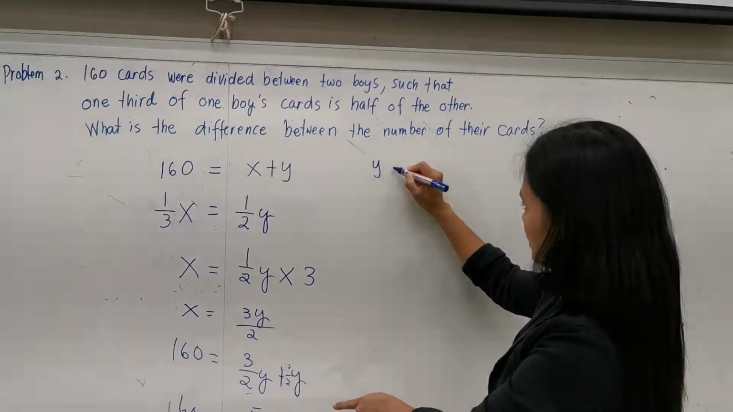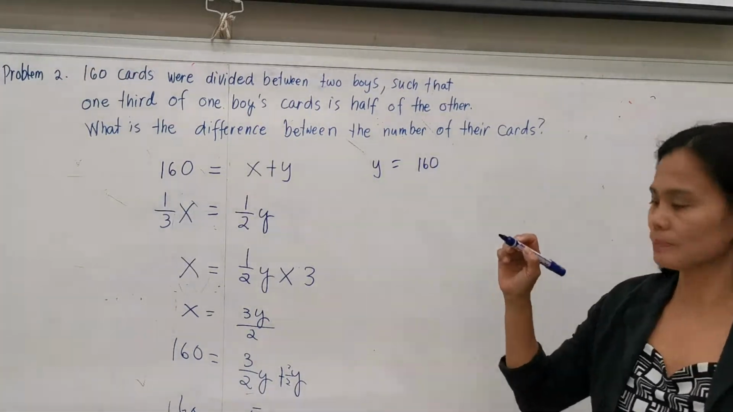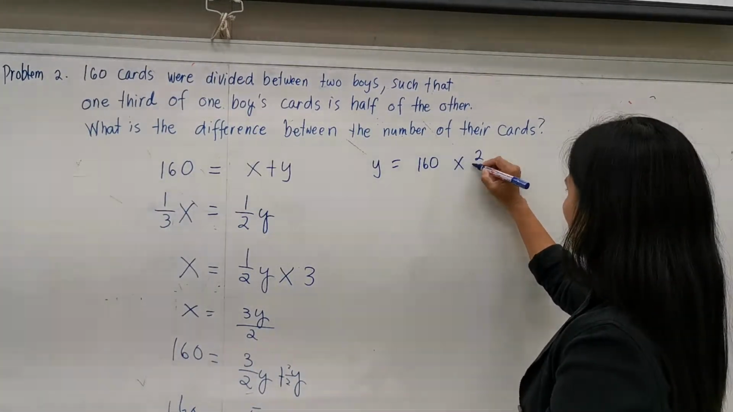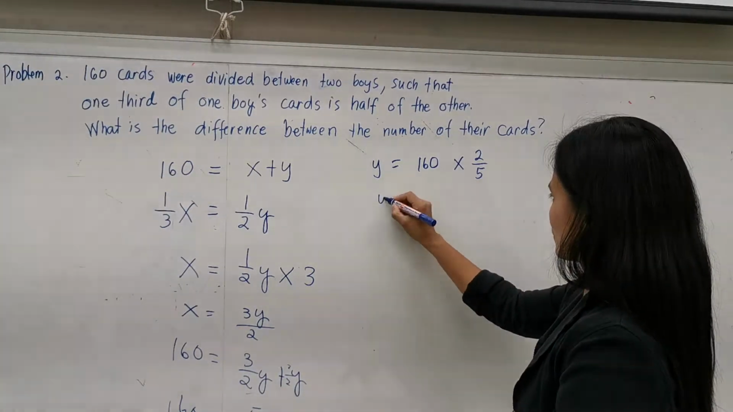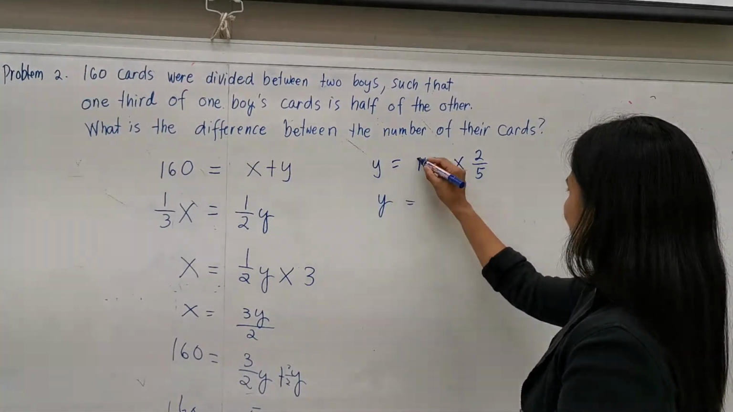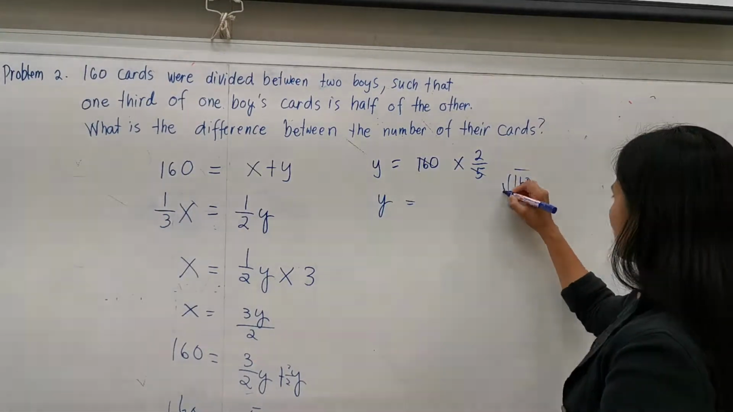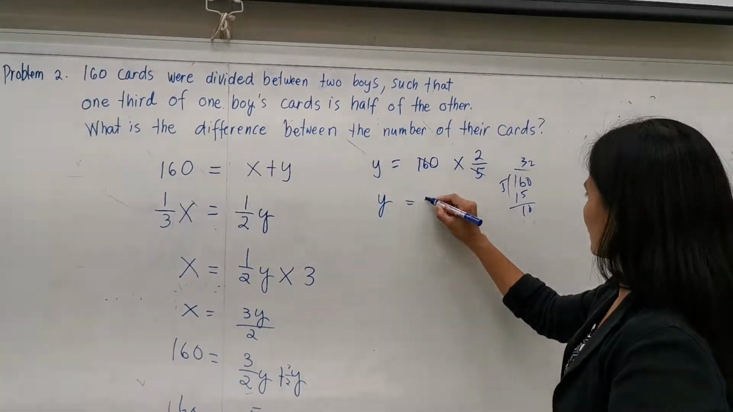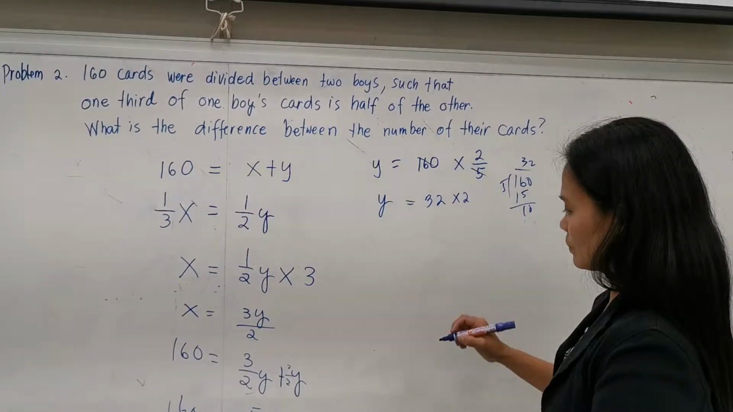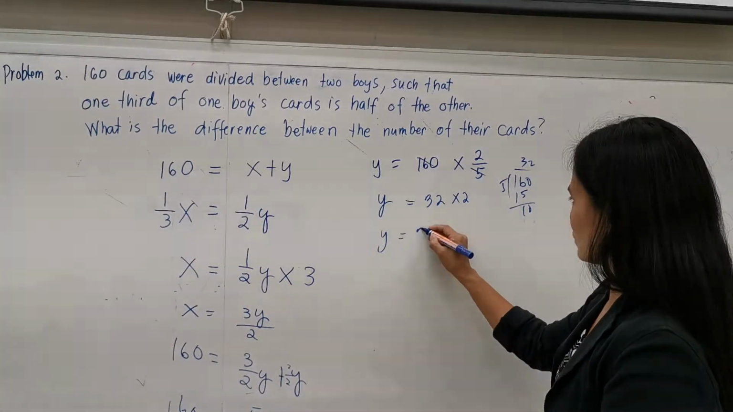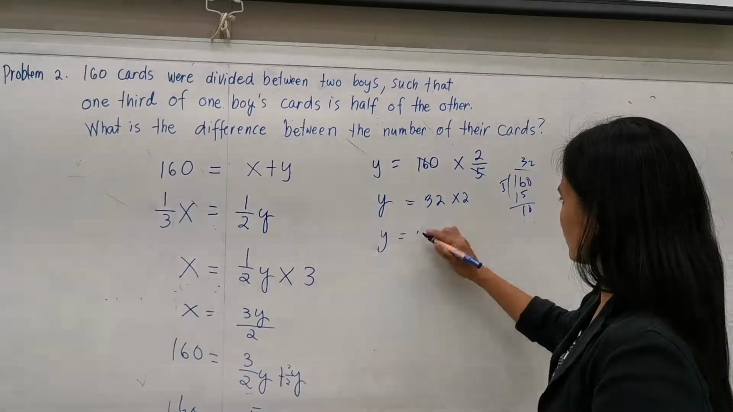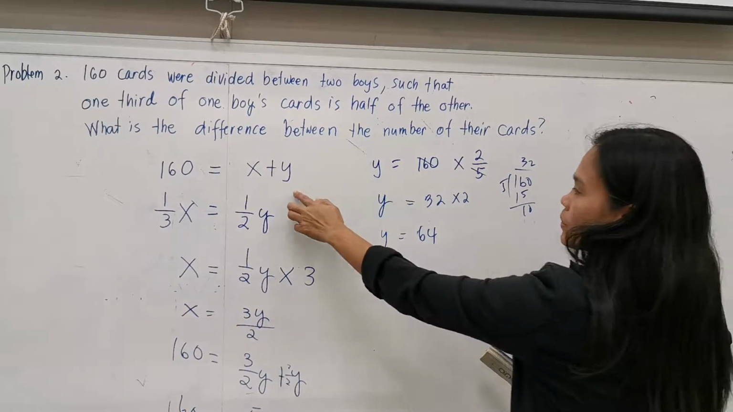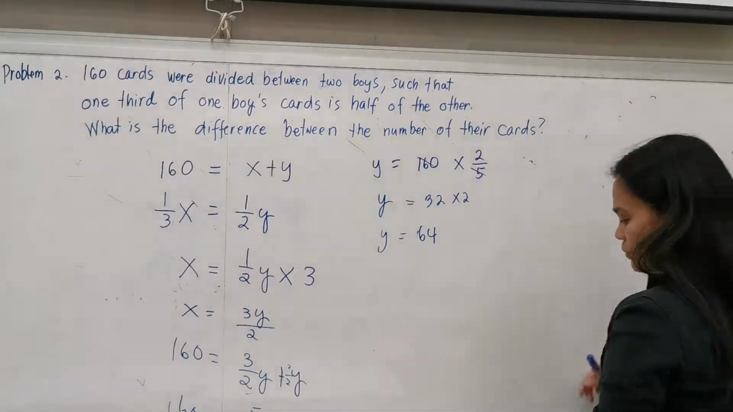So Y is equal to 160 multiplied by 2/5. Y is equal to 160 divided by 5, which is 32. So 32 multiplied by 2 gives you Y is equal to 64. Okay, so boy Y has 64 cards.